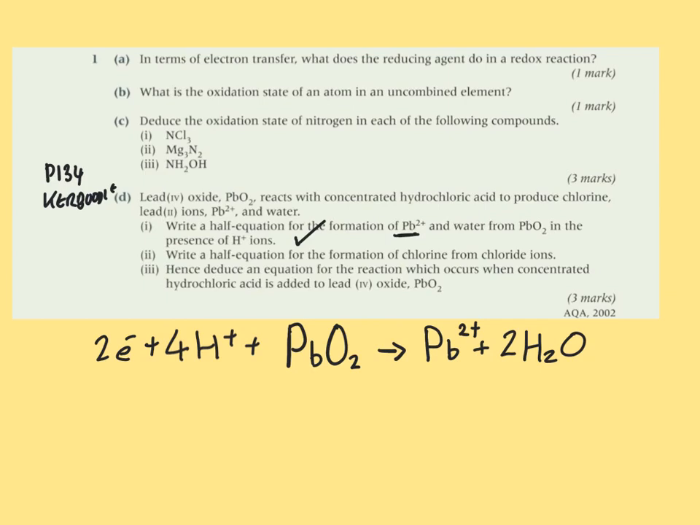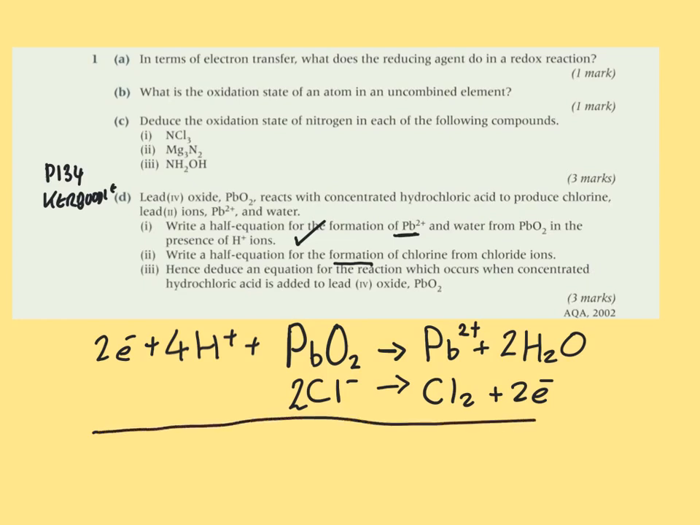Now it says write a balanced equation for the formation of chlorine from chloride ions. We've got 2 chlorine atoms on this side, so we need 2 chloride ions. We now add electrons to the most positive side, which is this side. And now it says deduce an equation for the reaction, and that means we simply add the 2 half equations together, cancel out the electrons to get our full balanced equation.